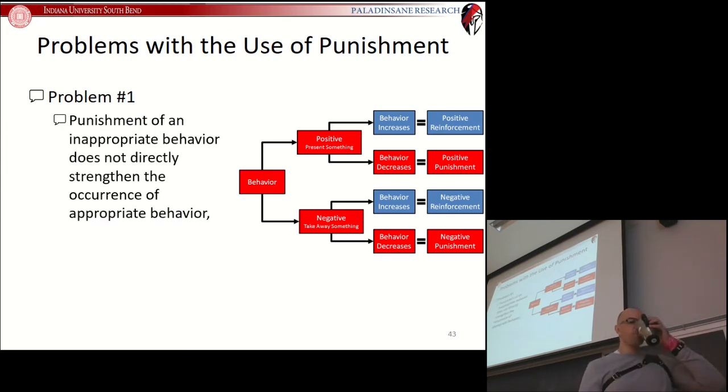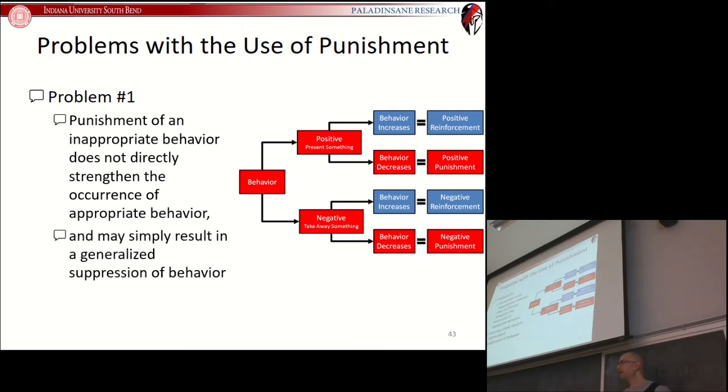So problem number one, punishment of an inappropriate behavior does not directly strengthen the occurrence of an appropriate behavior, and it may simply result in a generalized suppression of behavior. So when Dr. Fox was punishing the self-injurious behavior, that did not guarantee that the appropriate behaviors that Dr. Fox wanted Harry to do were going to increase. So remember that Dr. Fox was reinforcing all these appropriate behaviors, talking at a correct distance, pointing to the pig, ducks, and goose. Those were all being reinforced to increase those behaviors, because punishment of a target behavior will not necessarily increase the opposite behavior.